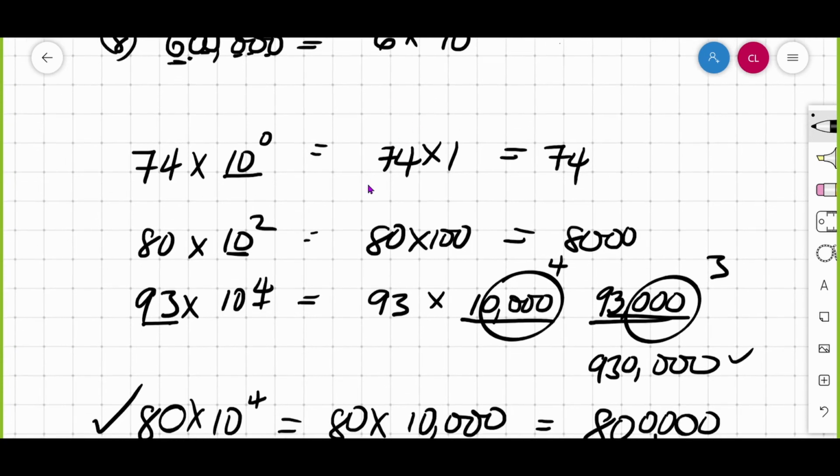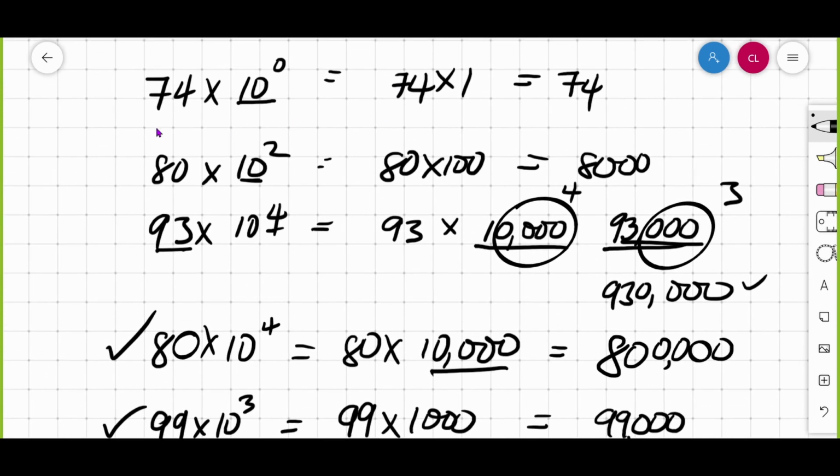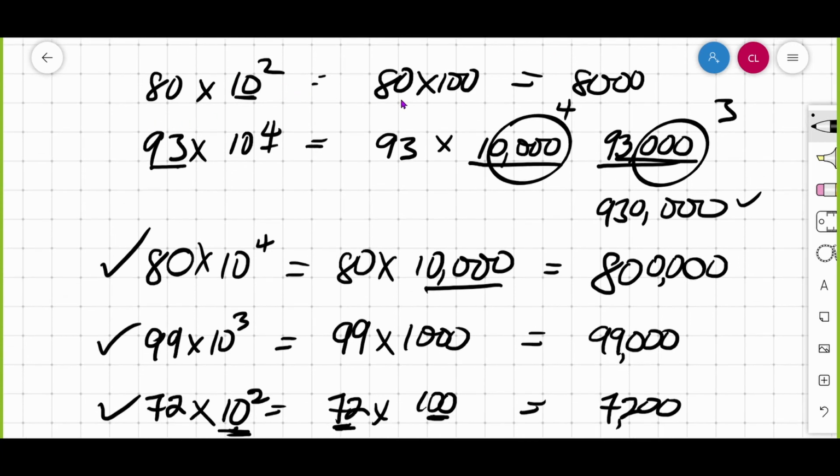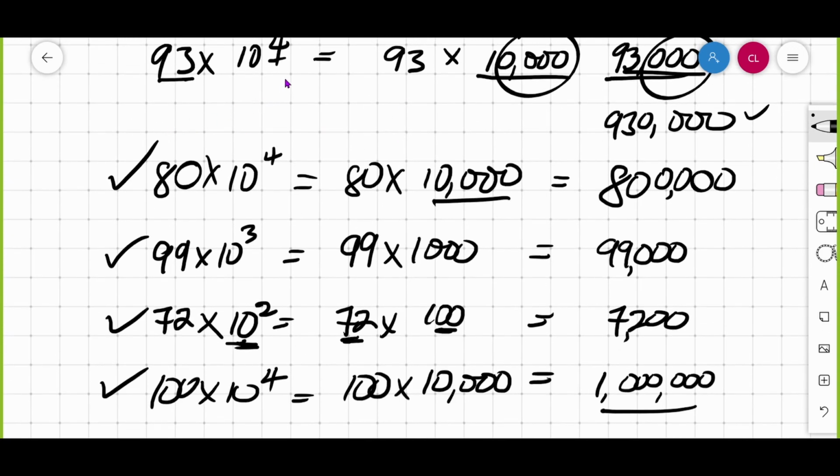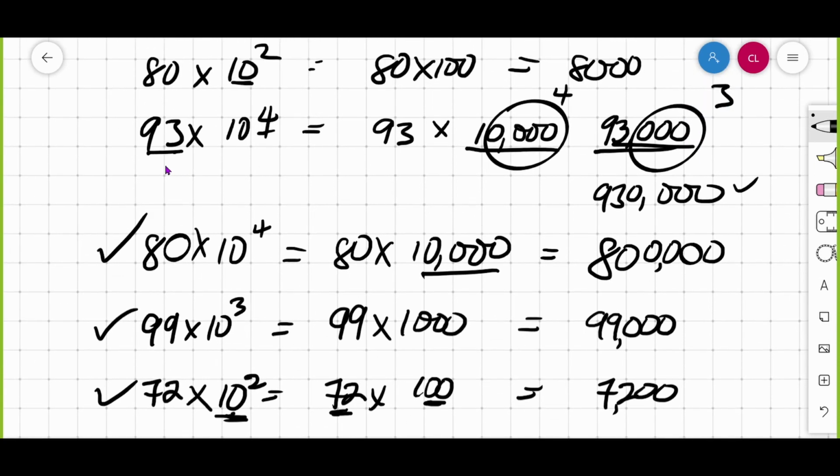All right. I gave you these 3 and then you did 3 on your own. So we have 74 times 10 to the 0 power, which is the same as 74 times 1, equals 74. Then we have 80 times 10 squared, which is the same as 80 times 100 equals 8,000. Good. So we have 93 times 10 to the fourth, which is the same as 93 times 10,000.